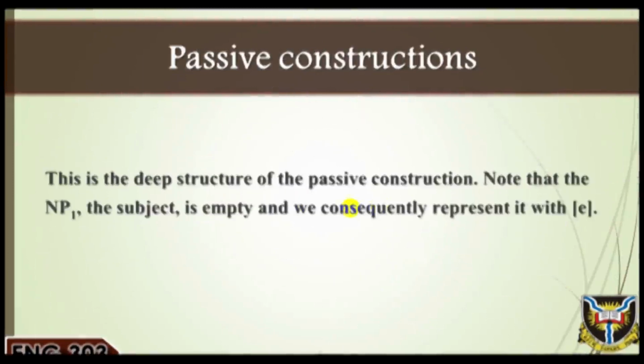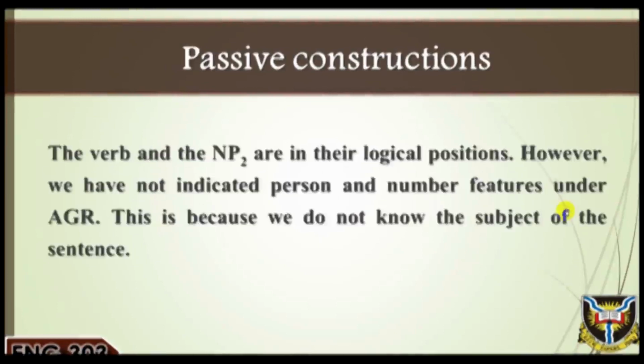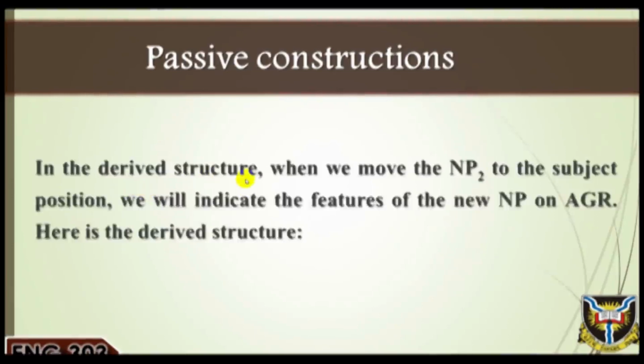Note that the NP1, the subject, is empty, and we consequently represent it with E. The verb and the NP2 are in their logical positions. However, we have not indicated person and number features under AGR. This is because we do not know the subject of the sentence. In the derived structure, when we move the NP2 to the subject position, we will indicate the features of the new NP on AGR. Here is the derived structure.